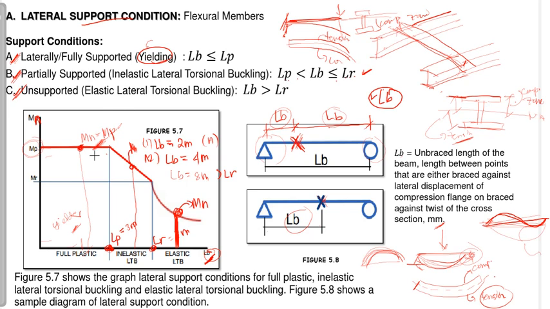So, pag titignan nyo, iba-iba yung pagkuha ng Mn. Since this is horizontal, this is linear, and this is parabolic. So, magkakaiba yung pagkuha natin ng values ng nominal moment in each case of our support condition. So, kaya iba-iba yung values ng Mn natin. Later.